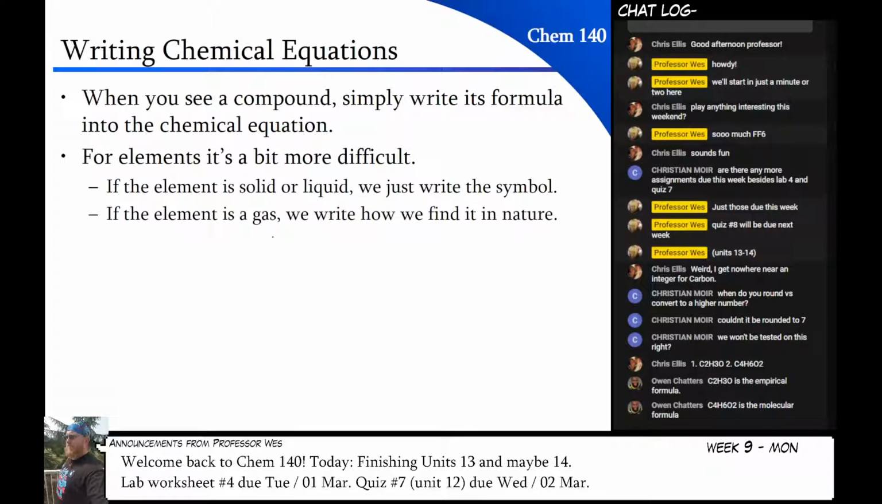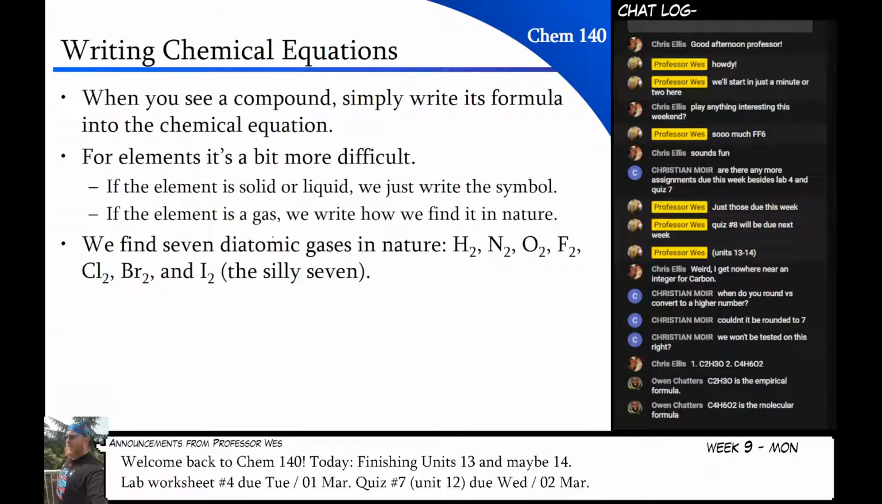Gases are a little bit more obnoxious. Some elements exist as gases and they're monatomic, but others are diatomic. And so here are 7 diatomic gases that exist in nature. These are not the only ones, but these are the main ones that you will see. So if I do a reaction and one of the products is nitrogen gas, I don't want to write N (gas). I want to write N2 because that's how we find it. And so you have to commit these 7 to memory.